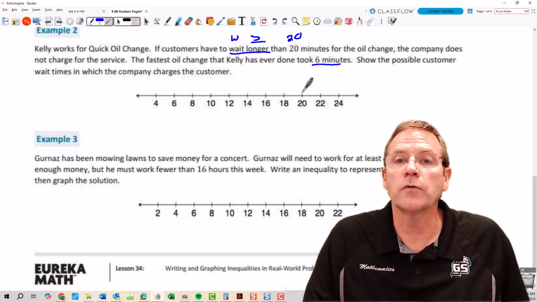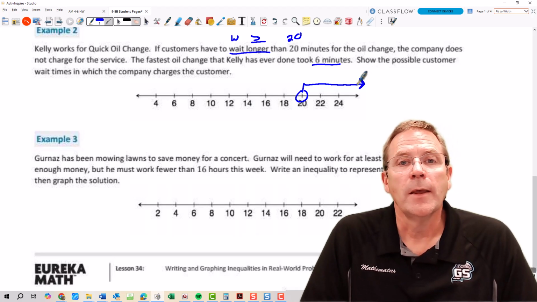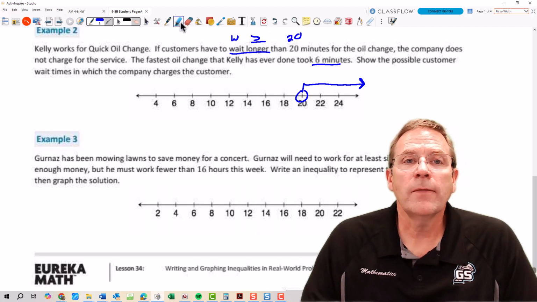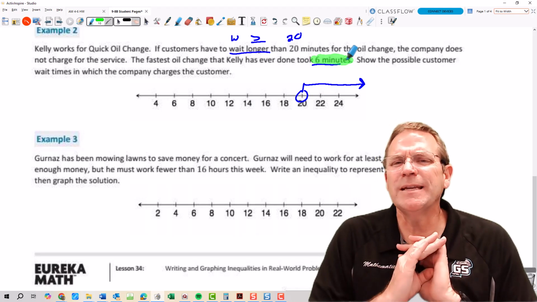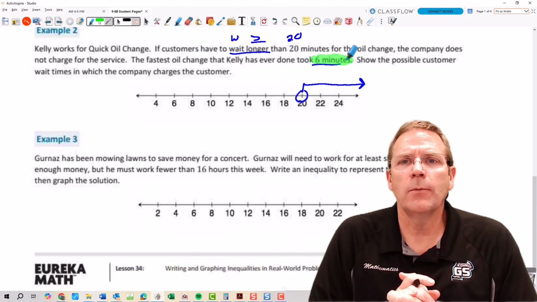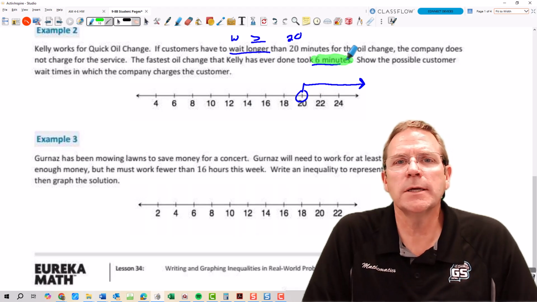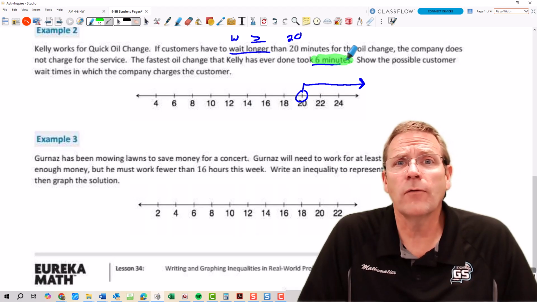It's going to be an open circle because it's longer than 20 minutes, so the numbers that are going to be longer than 20 minutes are going to be these numbers right here. It says her fastest wait time is 6 minutes. Now that right there is what we call a distractor. That 6 minutes has absolutely nothing to do with our problem. It was put in there for Kelly to have a chance to brag about how quick she changes the oil, but in the end, it does nothing to solve our problem.